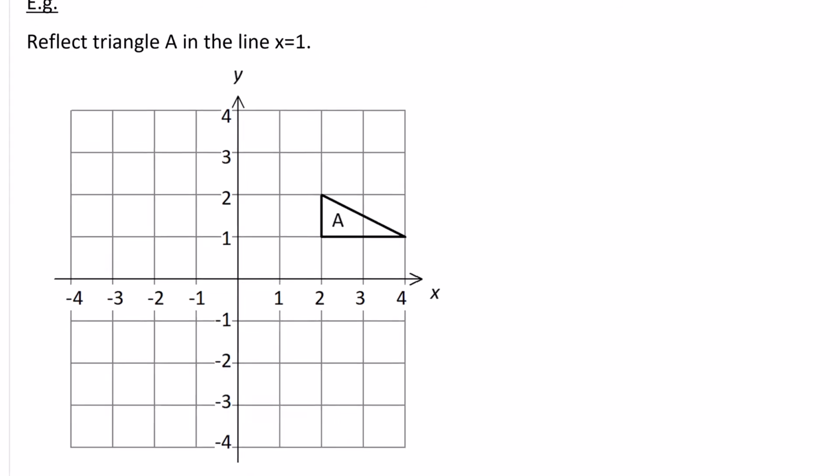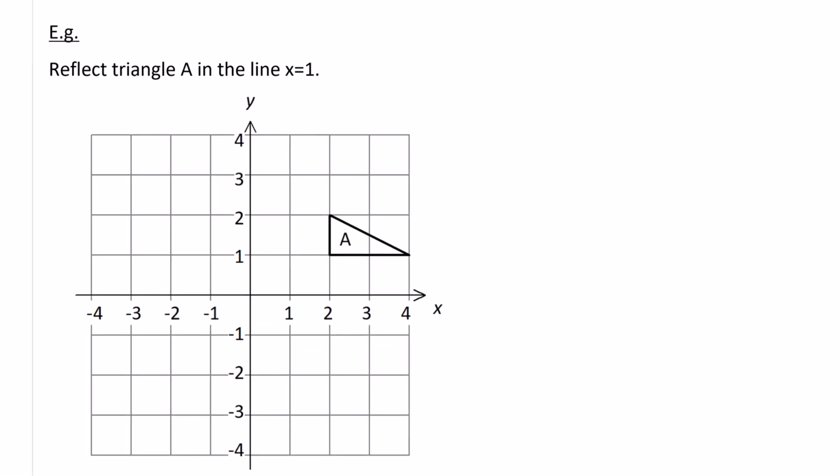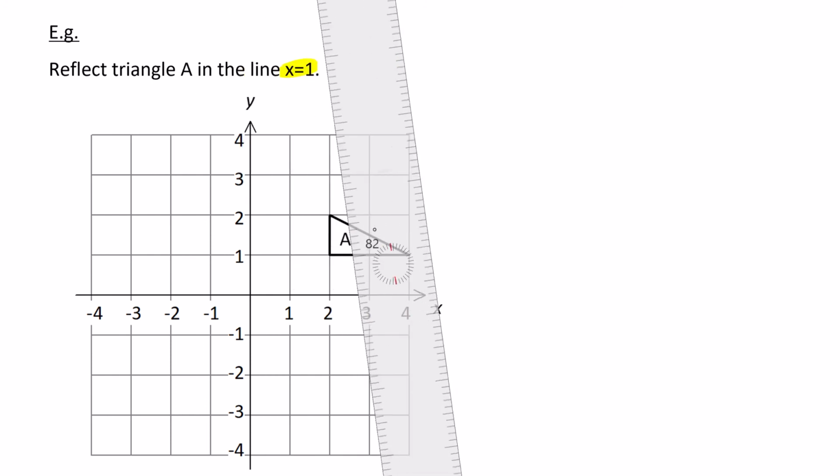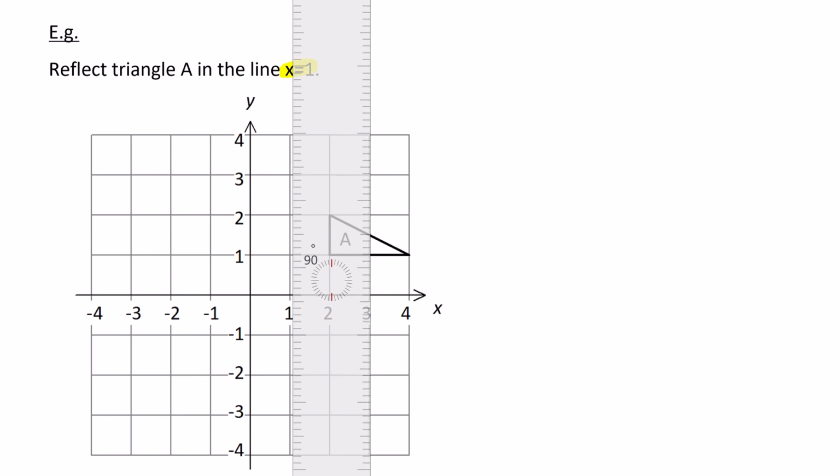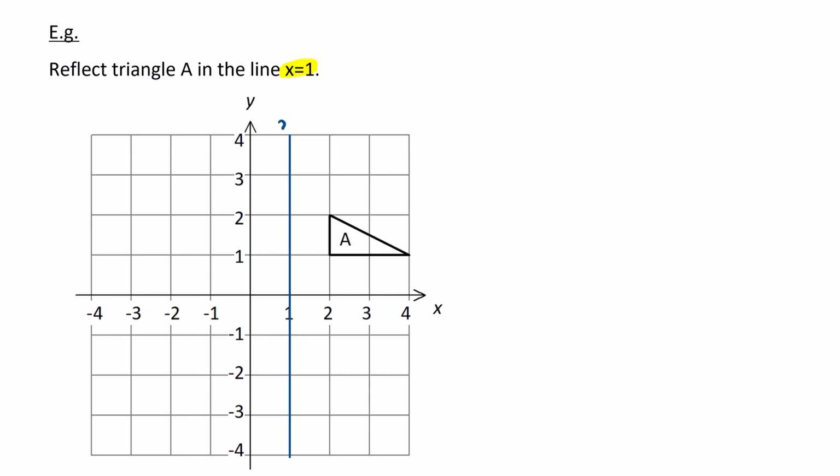So the first example says, reflect triangle A in the line x equals 1. So the first thing you need to do is get your ruler, and you need to draw the line x equals 1, which is a line that cuts the x-axis at 1. So that's the line x equals 1.